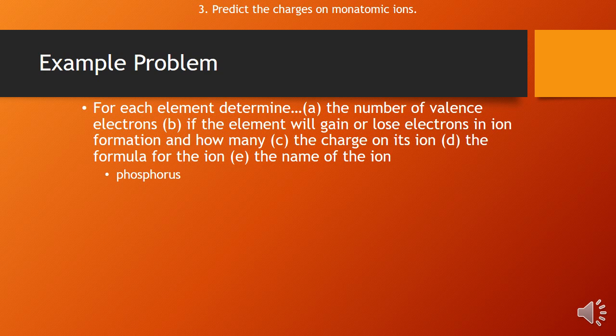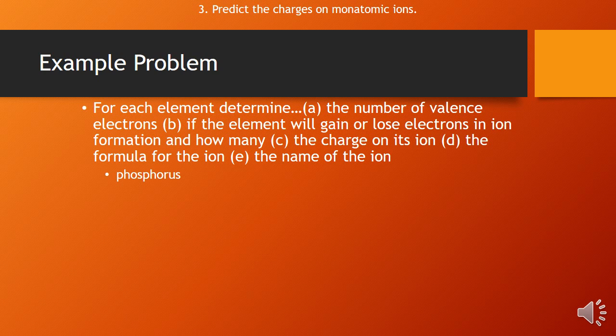So ask yourself, how many valence electrons does a phosphorus atom have? Well, if you take a look at the periodic table, it's in group 15, so it would have 5 valence electrons. Question B, if the element will gain or lose electrons in ion formation and how many? So phosphorus has 5 valence electrons. In order to form an ion, it would either gain electrons to get to its octet or lose electrons. Well, if it gained, it would have to gain 3 because it has 5 already. Gaining 3 would get it to 8. If it were going to lose, it would have to lose all 5. Well, the more likely option would be to gain the 3, so it would gain 3 electrons.